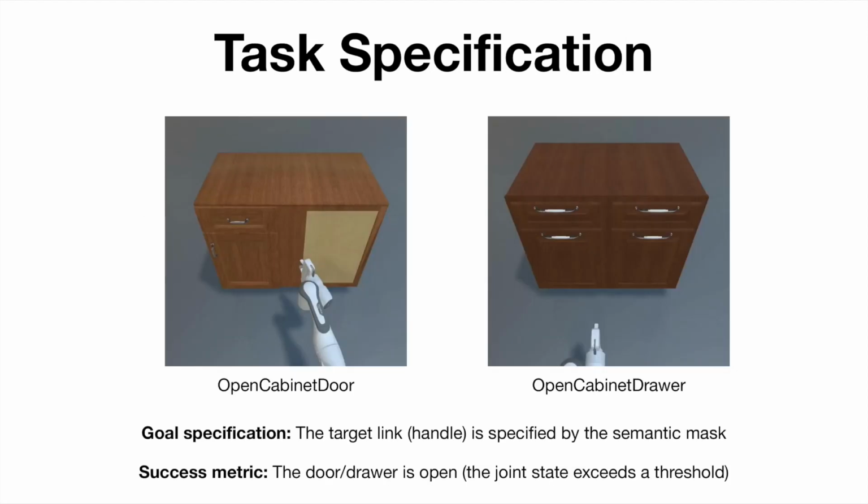ManiSkill introduces 4 challenging manipulation tasks. The first 2 tasks are open cabinet door and open cabinet drawer. The objective is to open the door or drawer. The target link is specified by the semantic mask.